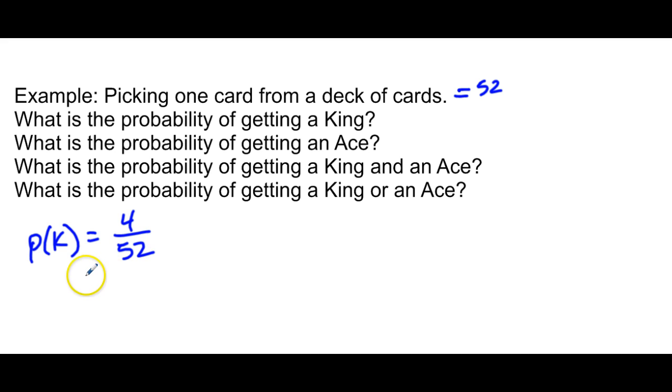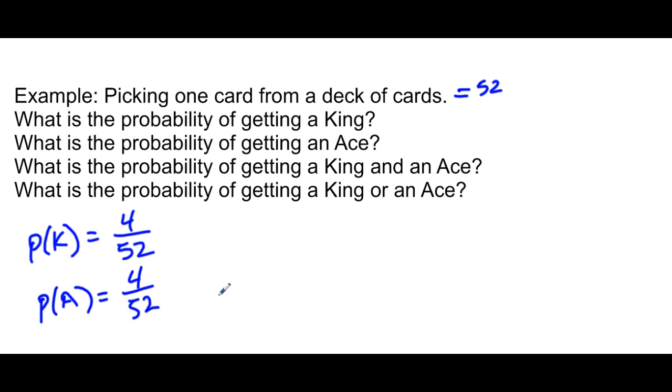This is just a little introduction of using probability with cards. The probability of choosing an ace is also going to be 4 out of 52, right? There are 4 different aces, out of 52.